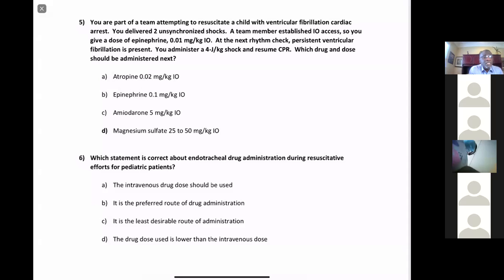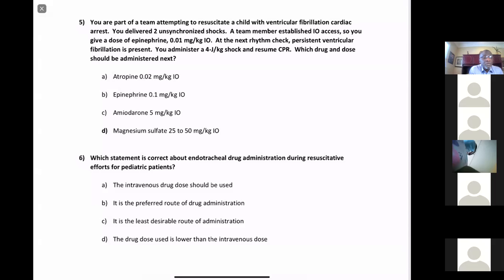You shock the patient initially with 2 joules per kilo, and then you shock the patient the next time, and yet the ventricular fibrillation persists. So the question is, which drug will you administer now? Atropine, epinephrine, amiodarone, magnesium sulfate.